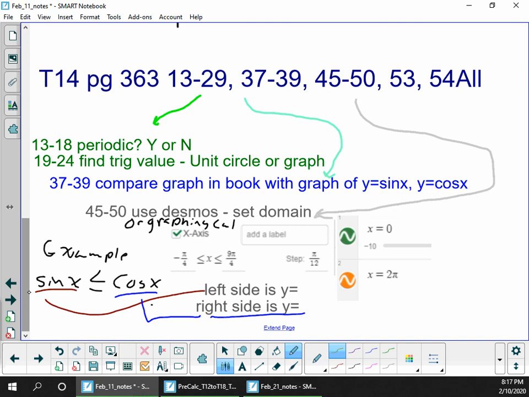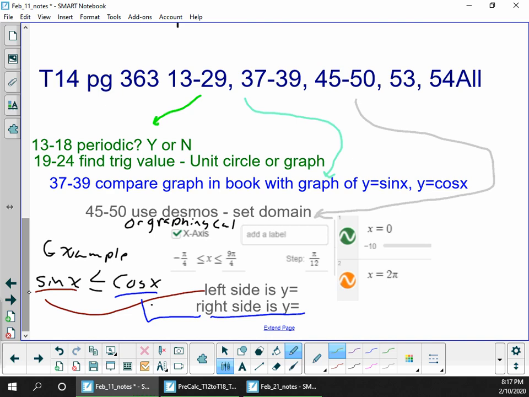19 to 24 are finding trig values. Great chance to use the unit circle to help you find them. Remember, on that unit circle, those sines and cosines just repeat each other. Or you can look back at the graphs I had on the notes, or you can get your own graph on your calculator, make sure you're in radian mode, or in your book, there's a graph of it.